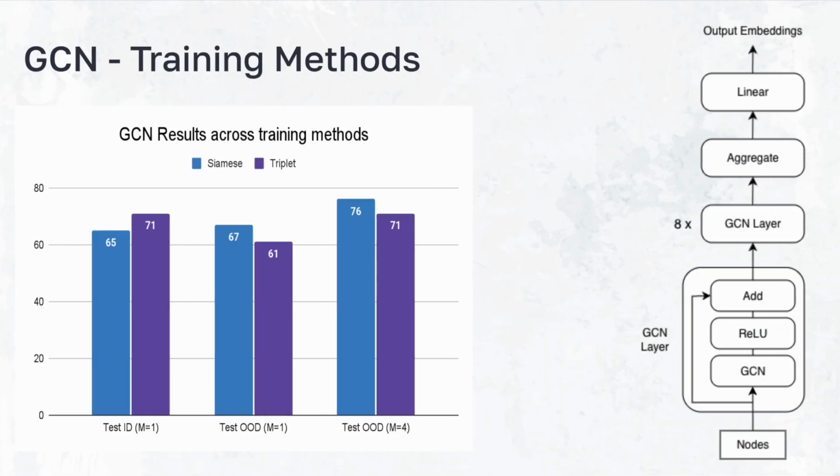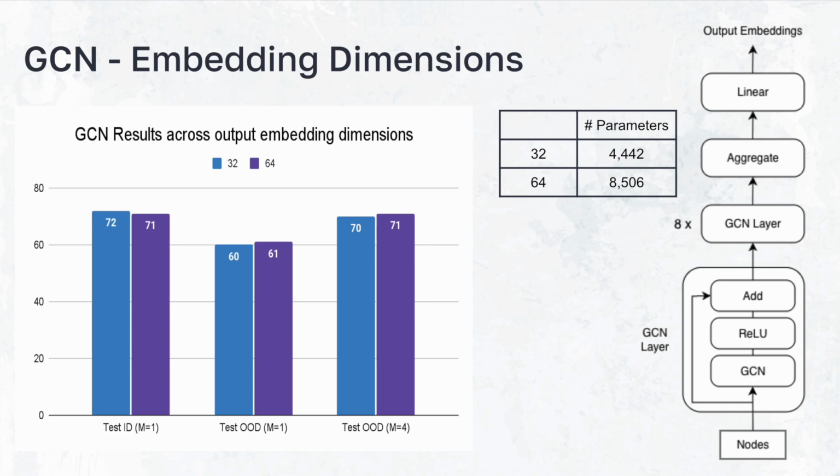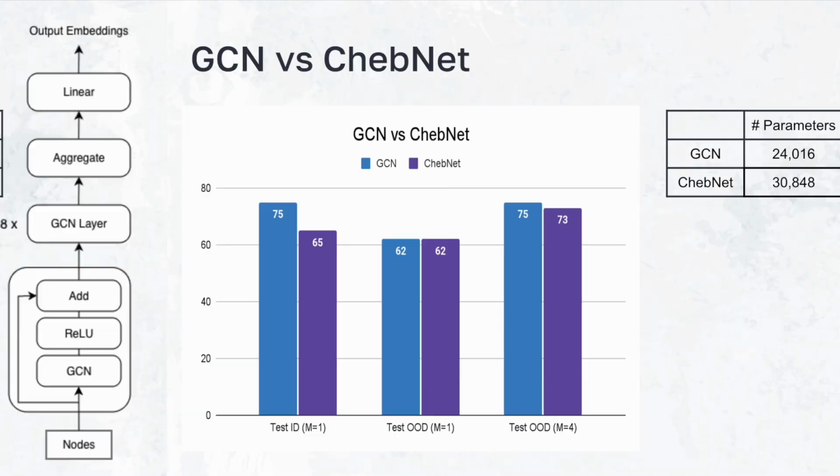The next comparison we have is again 2 different training methods, one being the Siamese and one being triplet. Siamese tends to perform worse on the in distribution data, while triplet tends to perform worse on the out distribution data. Now let's compare across embedding dimensions. We tried 2 embedding dimensions, 32 and 64, and the performance is roughly the same, even though 64 has a lot more parameters than 32.